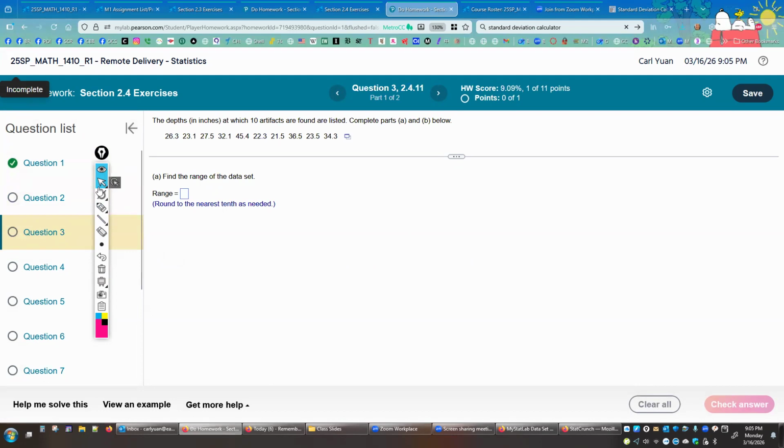Find the range of the data set. Now remember, granted, you can easily just pick the largest number minus the smallest number. If you want to do that, feel free to do it by hand. It should be pretty easy. But let me show you how to do it in StatCrunch.